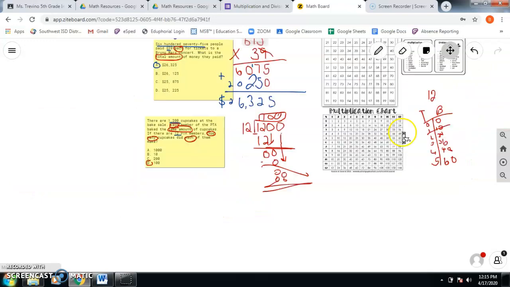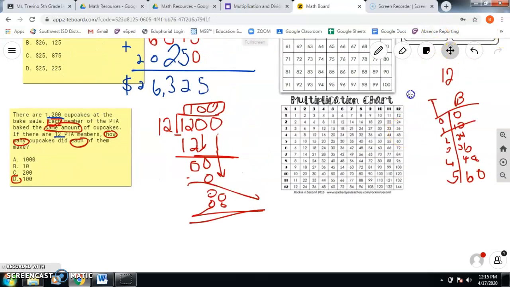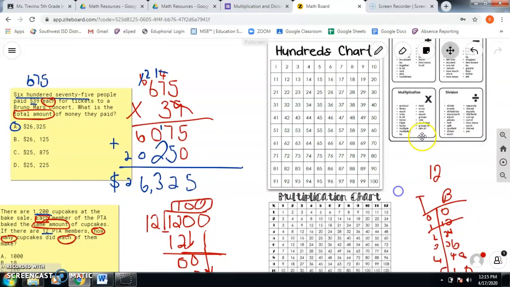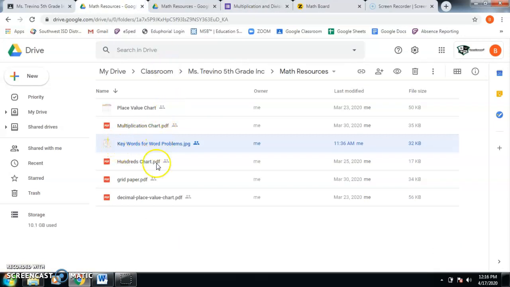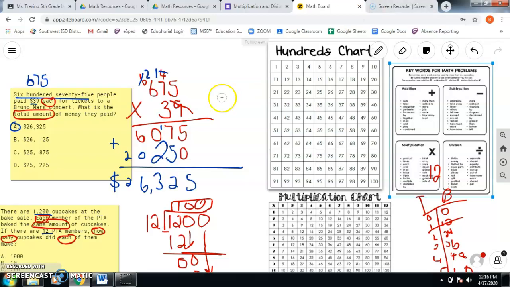Okay, so remember that important resources for you guys to use is your keywords for math problems. I'll go ahead and post another one because this one's a little blurry. Your hundreds chart, your multiplication chart. You can make top-bottom charts, as well as using a calculator if your teachers have been letting you use it all year. Okay, so again, you can find all of this under math resources. Okay, so keywords for word problems, multiplication chart, hundreds chart. And then good luck, and let me know if you need anything.